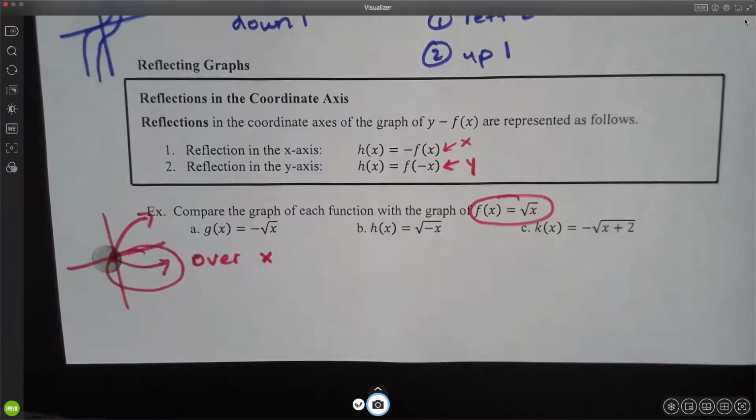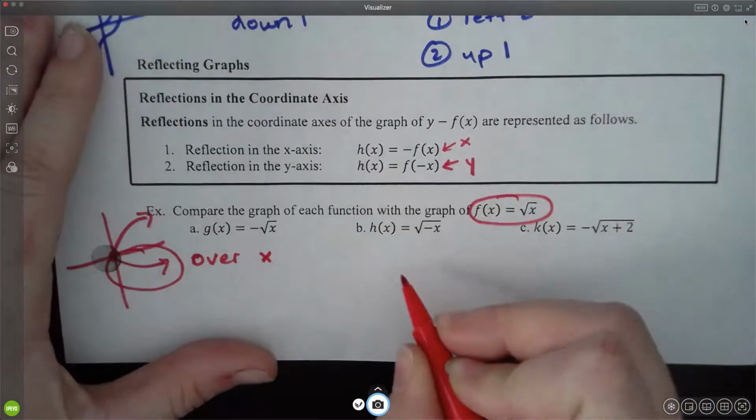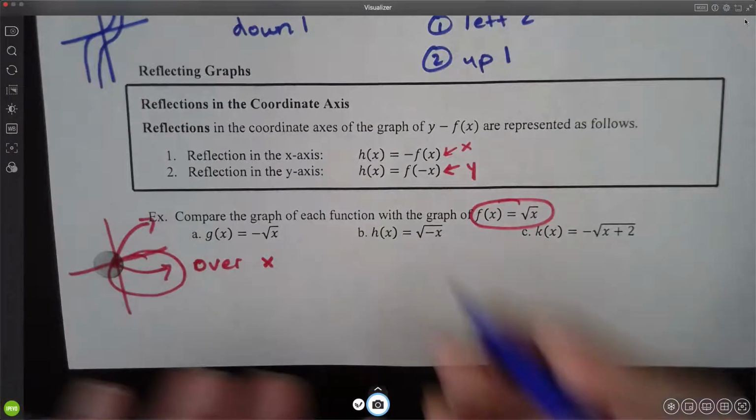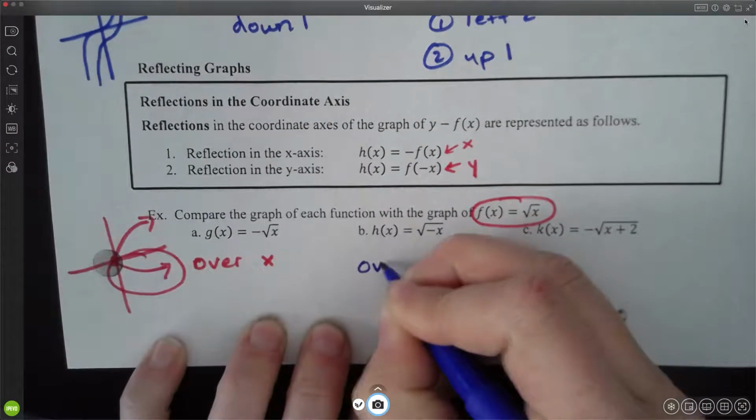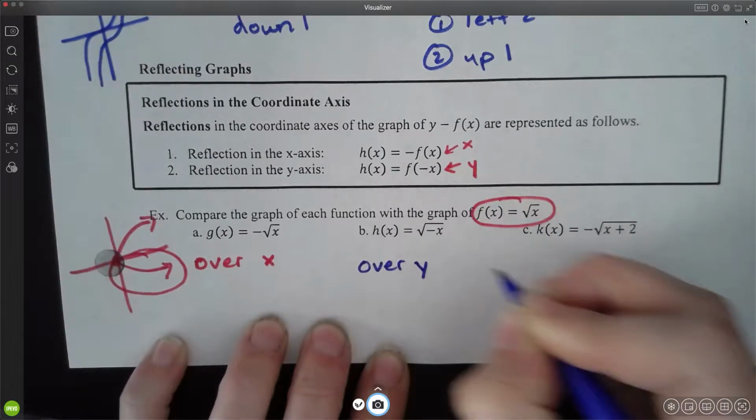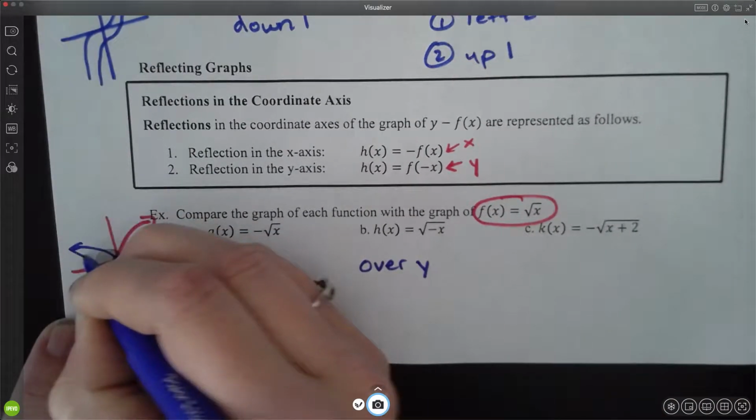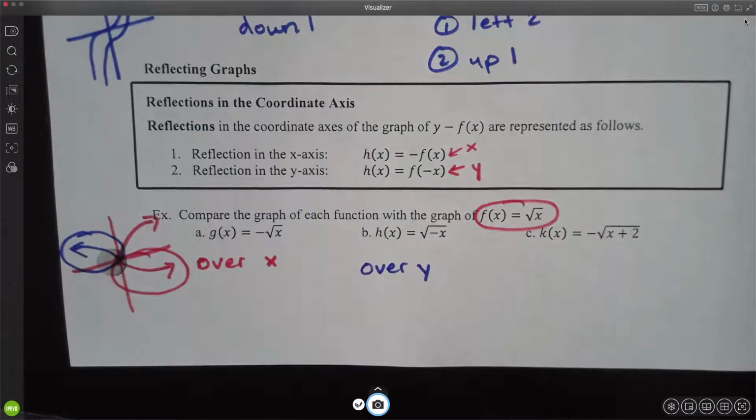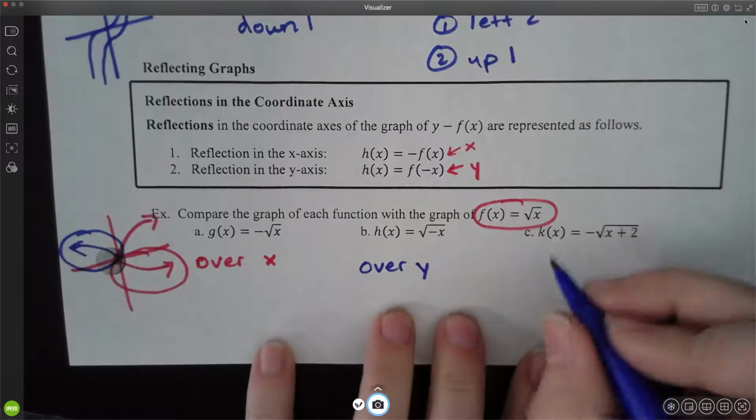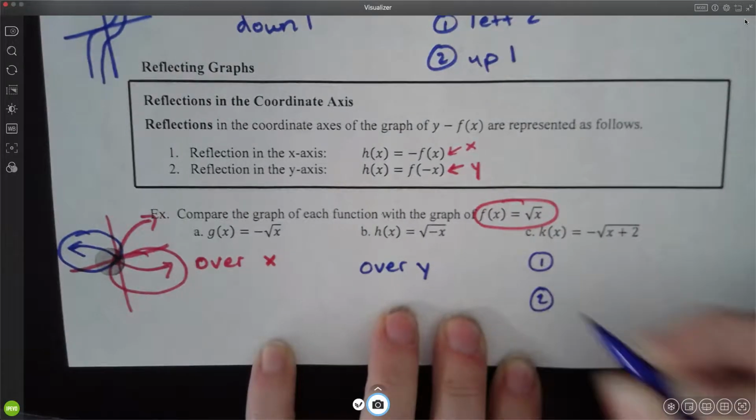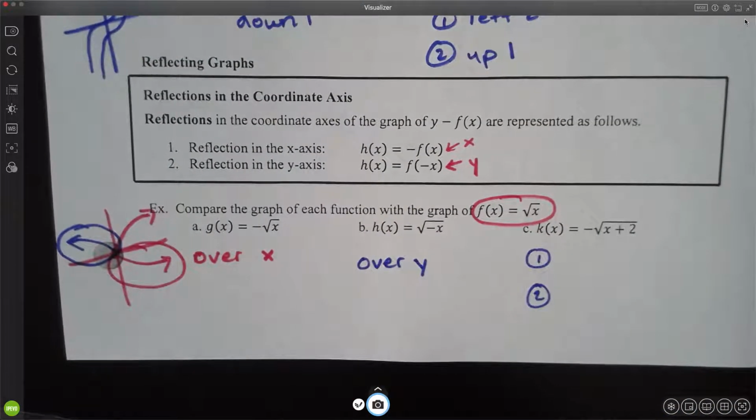What about b? Over y. This is reflect over the y-axis. So he goes this way. That's the new one. So that's the difference between them. Now, a couple things are happening for part C. First, what's happening first? The 2 or the negative? Which one comes first? The 2 comes first.